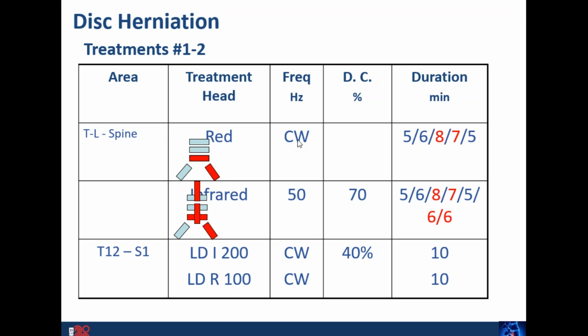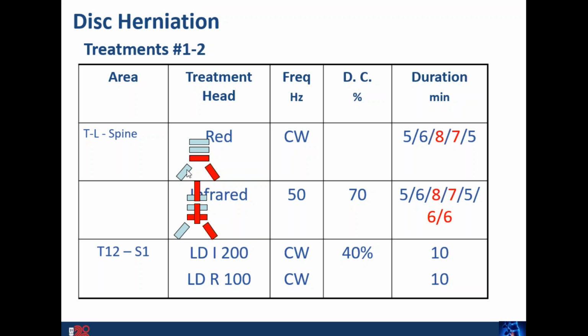We started off continuous wave, so we did 5 minutes of red at the TL junction, then 6 minutes just below that. We increased it to 8 minutes, so a fair increase in red at the L5-S1 because that's where most of the area of concern is. We increased the time obliquely overlying the L5-S1 nerve root, and then 5 minutes on the left side, again not as effective.